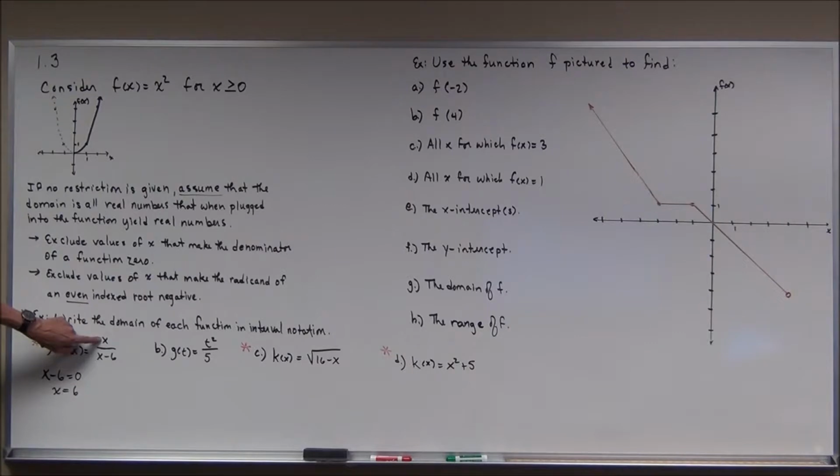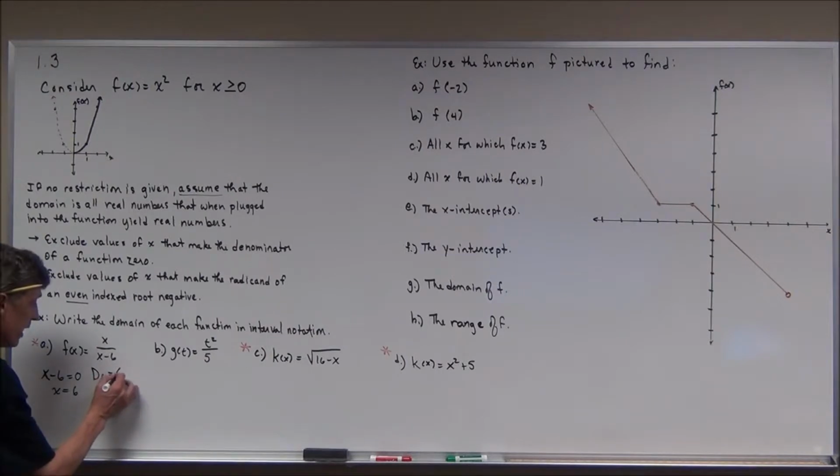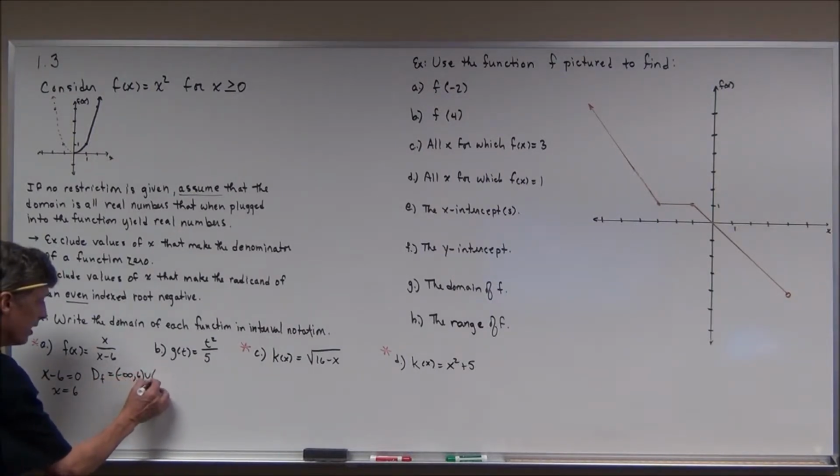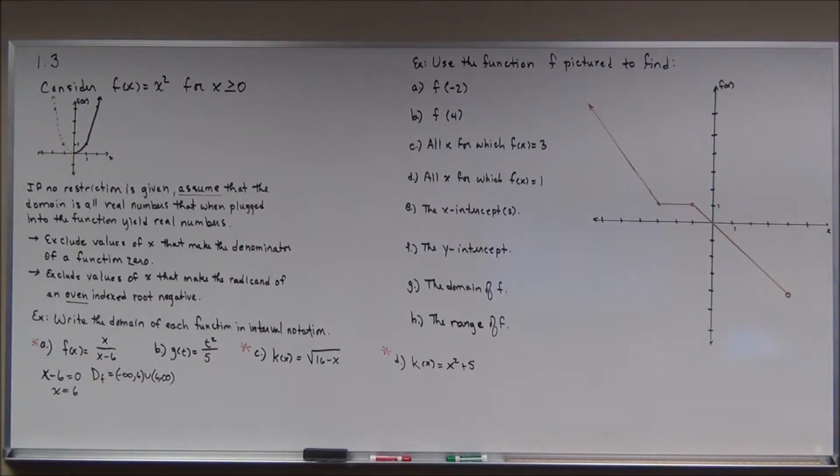I can have 0. It's okay if the numerator is 0. 0 divided by a non-zero number is 0. I just can't divide by 0. So to write my domain here in interval notation, the domain of f would be everything but 6. So it would go from negative infinity to 6, and then from 6 to infinity. Notice how I'm using the parentheses to exclude the infinity on the end, and to exclude the 6.